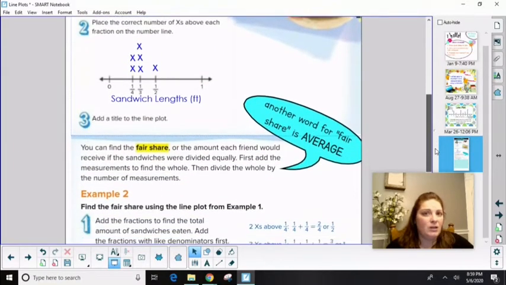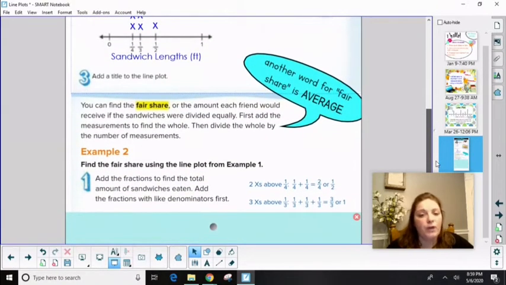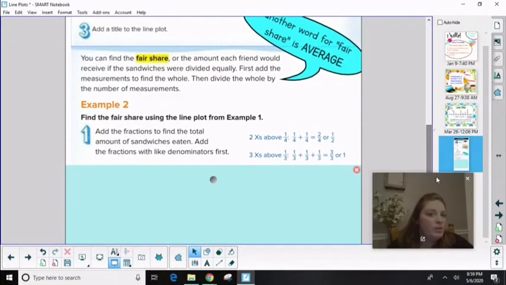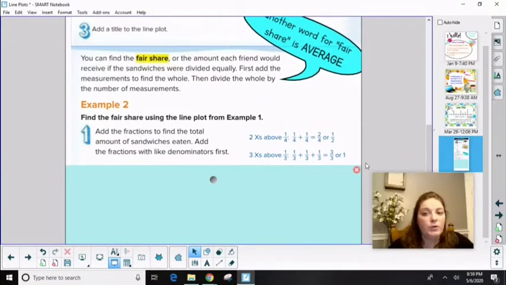Now that might seem like a lot. Oh my gosh, I'm adding all of these fractions together. But you might be able to use some mental math. For example, if we look at our 1/4 and 1/4, that is 2/4, which is a half. If I look at my thirds, I have 3 of the 1/3, which is 3/3 or a whole.